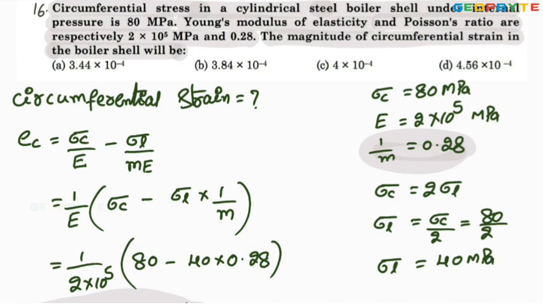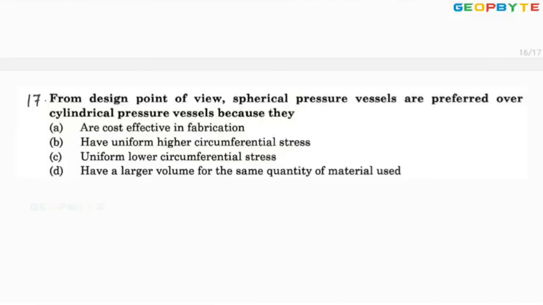Look at option A, 3.44 into 10 power minus 4. Therefore option A itself is correct. Let's go for the last problem. Look at the last problem.